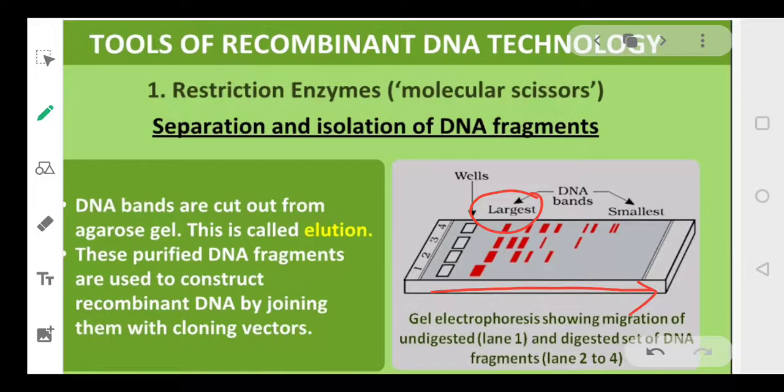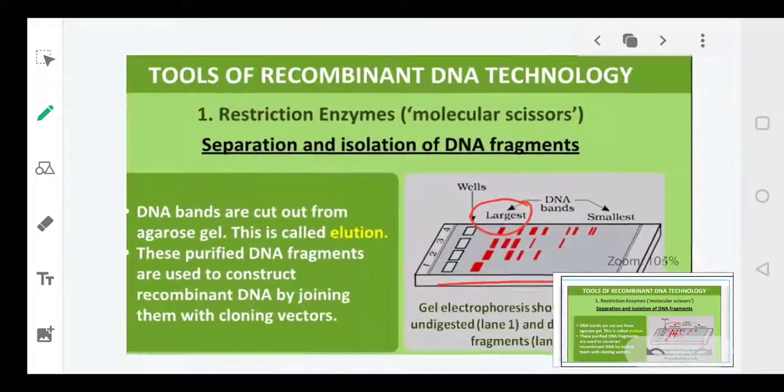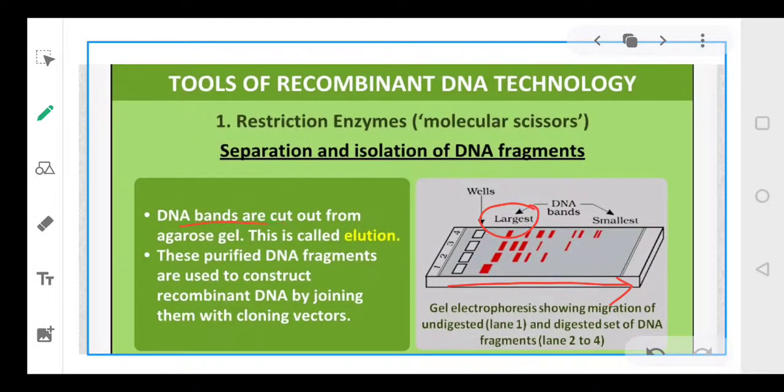Now these separated bands of DNA will be cut out from the agarose gel. अभी जो है आपके जो band separate out हुए हैं, इनको हम agarose gel से cut कर लेंगे. And this process of separating the DNA fragments from the gel is called elution. These purified segments will be used to construct a recombinant DNA by joining them with cloning vectors. तो जो DNA हमने separate किया है फिर हम इसके combine करेंगे with the help of the cloning vectors, right? Is it okay, everyone?